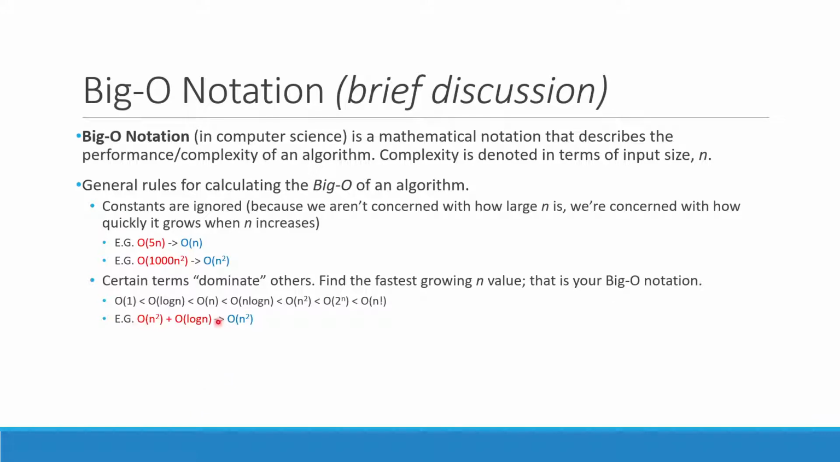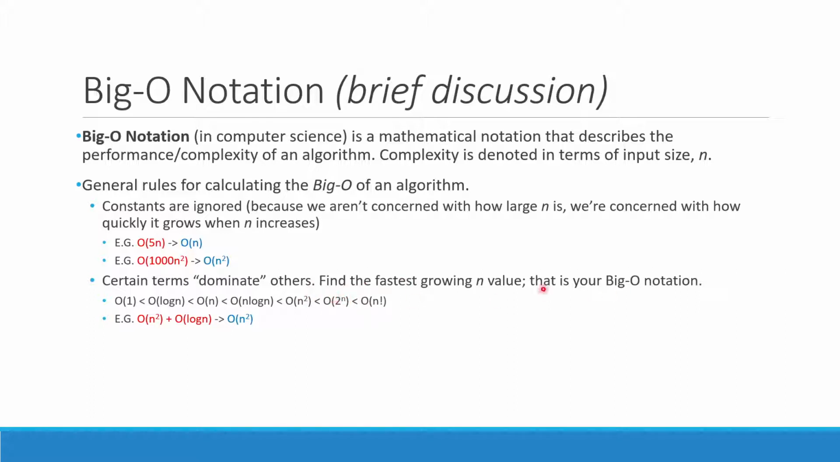The reason why this reduces to just O of n squared is because you have one part of your algorithm increasing at a rate of n squared, and you have another part of your algorithm that's increasing at a rate of log n. Here's the thing. N squared is increasing much faster than log n. So as n gets bigger, eventually this part of the algorithm will dwarf this part of the algorithm. So we generally don't care about this.